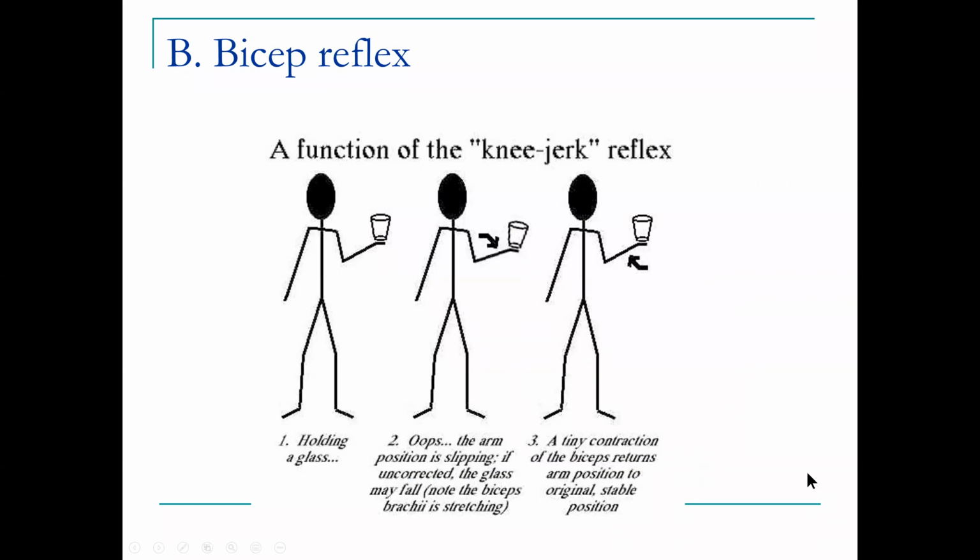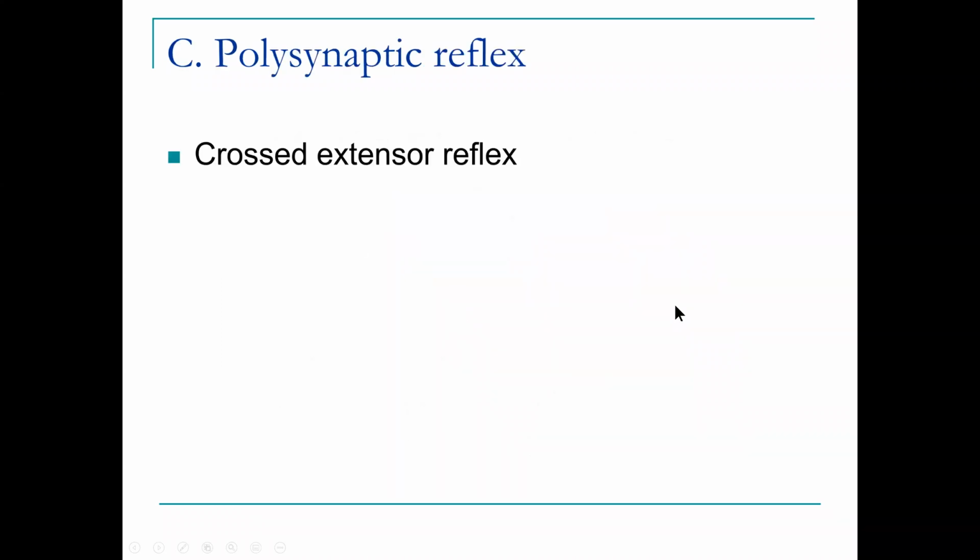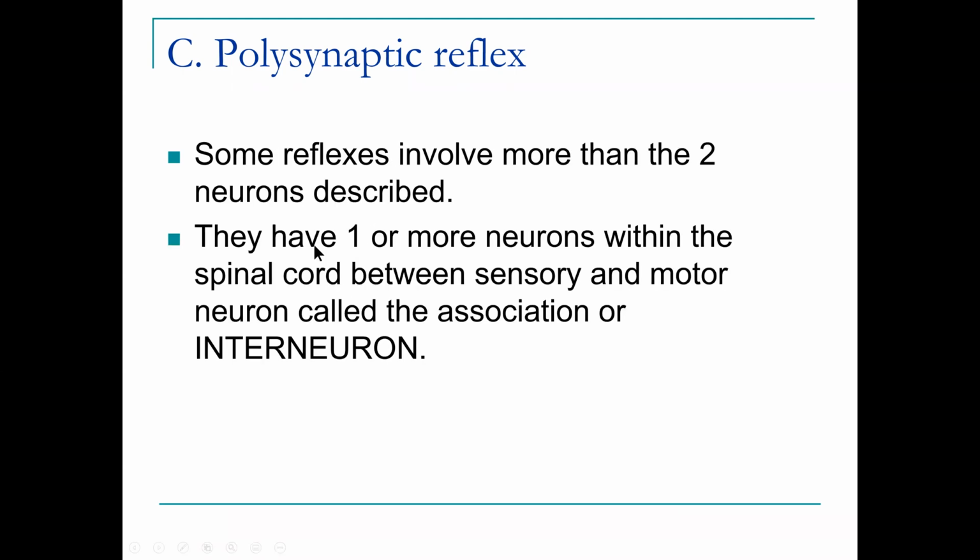Same type of thing, we have reflexes like the biceps reflex. If we lose control of our brachioradialis for whatever reason, we automatically contract the biceps. We can have a polysynaptic reflex where, say we tap the biceps tendon, you can feel the biceps tendon distal to the biceps muscle, and one muscle is going to contract and one muscle is going to extend, and it's going to go across.